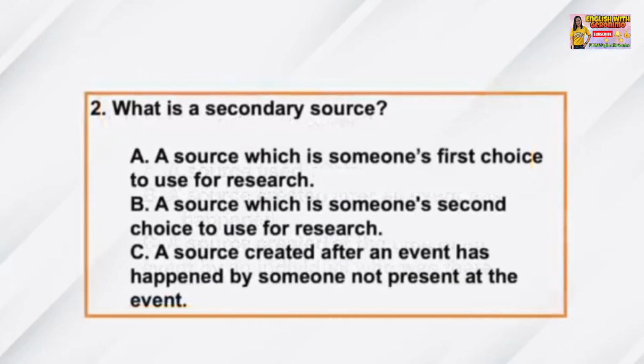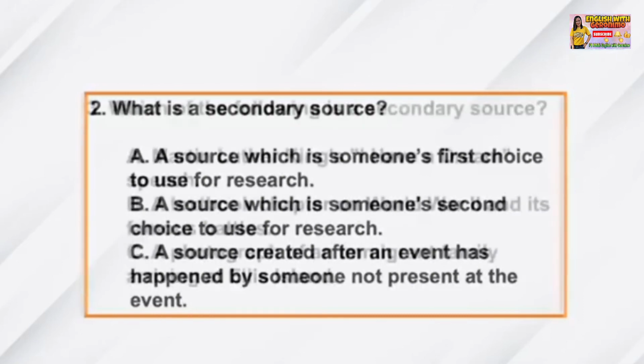Number 2. What is a secondary source? Letter A, a source which is someone's first choice to use for research. Letter B, a source which is someone's second choice to use for research. Letter C, a source created after an event has happened by someone not present at the event.